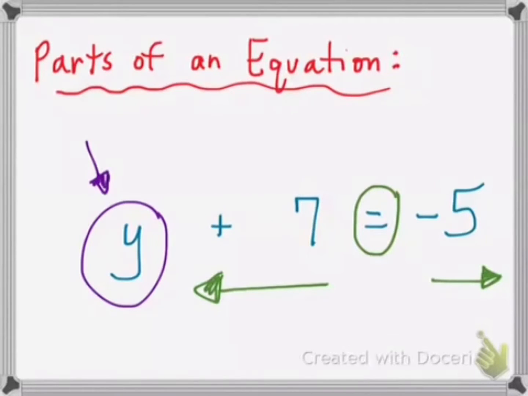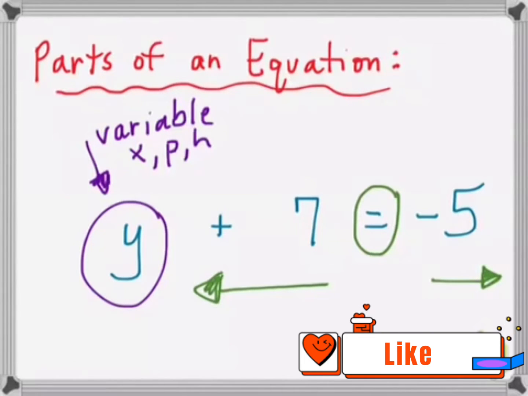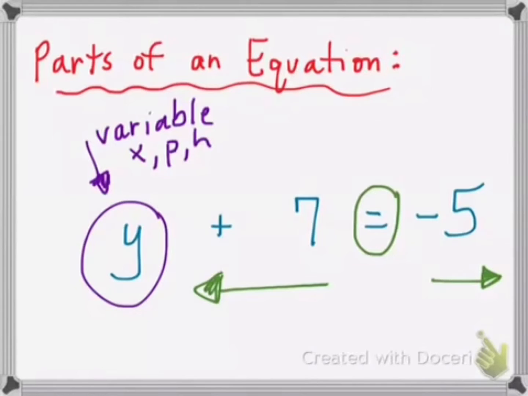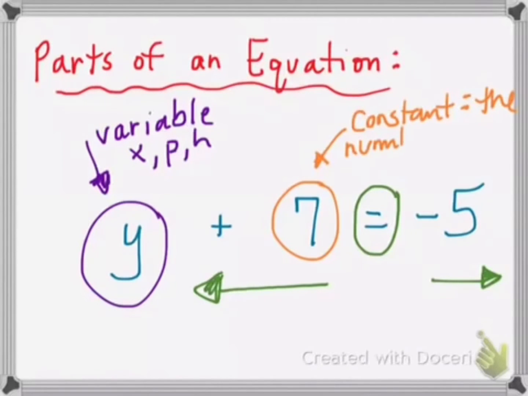y is our variable, which we should know. The variable is also the unknown. We're trying to figure out the value of the variable. It can be other letters like x, p, h, any letter of the alphabet. And then we also have our constant. So you can circle the 7, it is the constant. And the constant is the number by itself. So we have variable, constant, and then the left side and the right side of an equation.